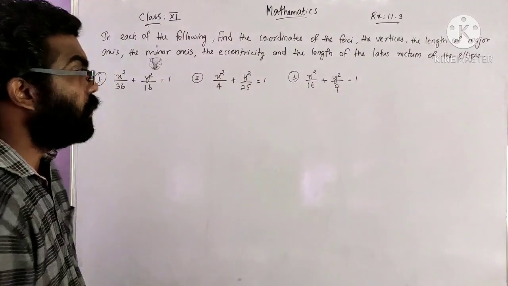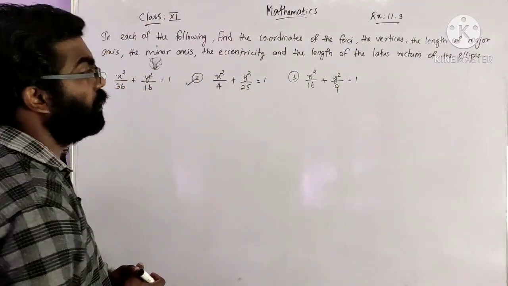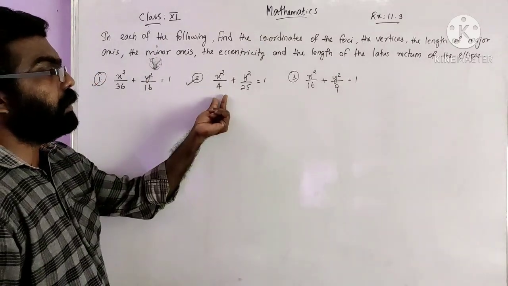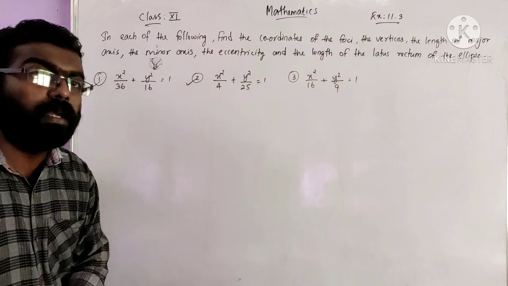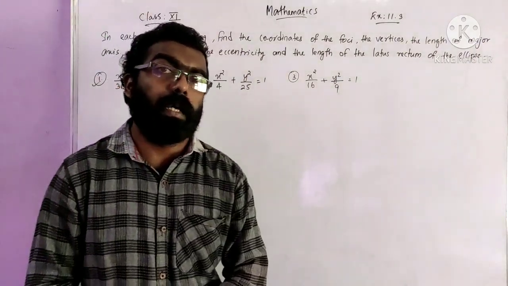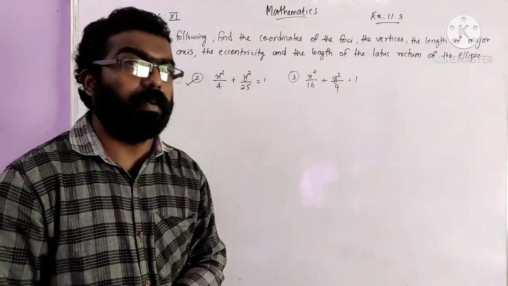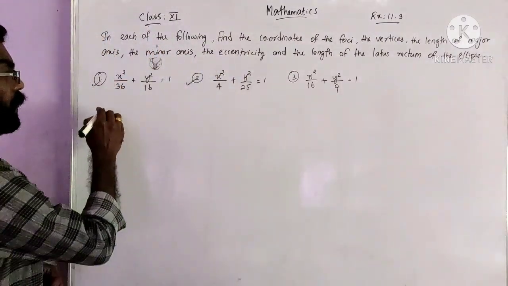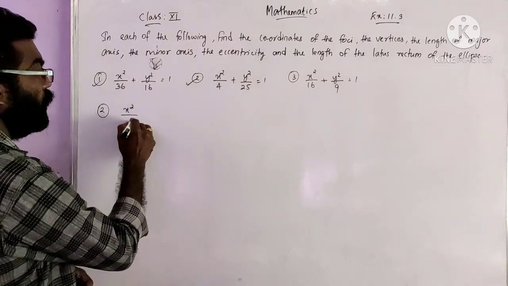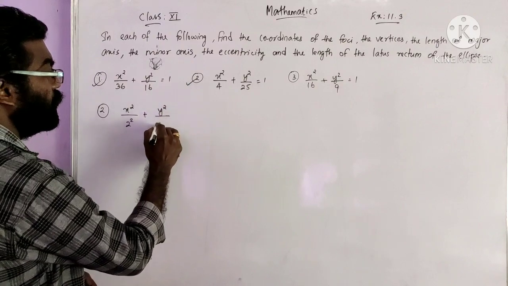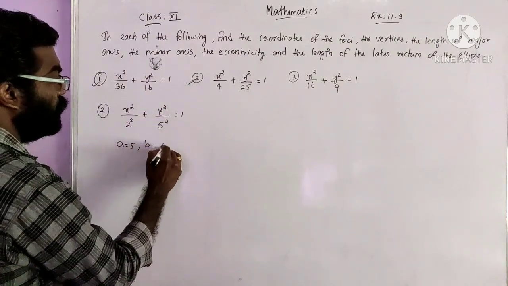Now consider the second one, x²/4 + y²/25 = 1. Here the first number is less than the second one. That means it's of the second type, x²/b² + y²/a² = 1. Remember, a is always greater than b. So here x²/2² + y²/5² = 1. So a = 5 and b = 2.